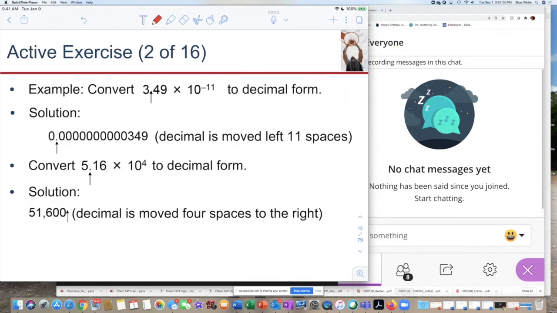So we're trying to convert this number right here to a decimal form, right? I can't see this. I think the decimal is right here. The arrow is obscuring the decimal. So I'm taking this right here. In this case, I have to move the decimal. This is my starting number, 3.49. I have to move it 11 spaces to the left. Ooh, okay, I can do this.